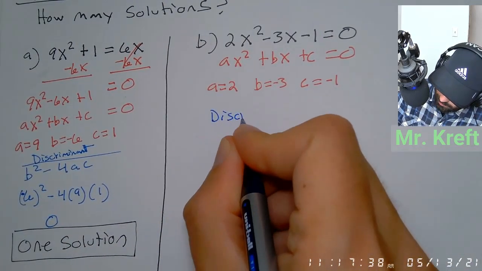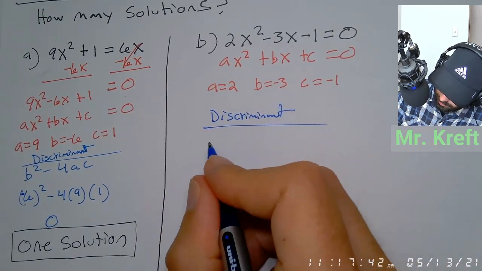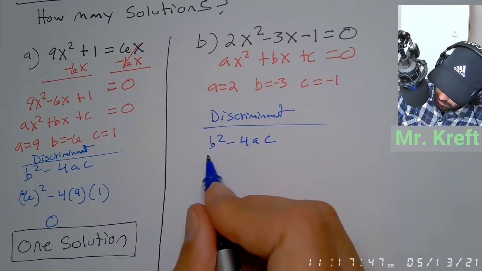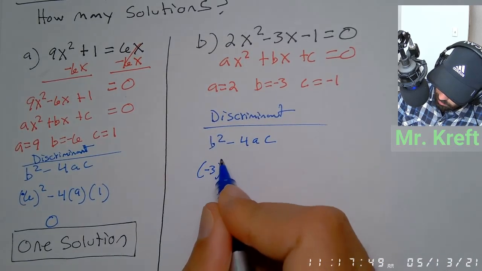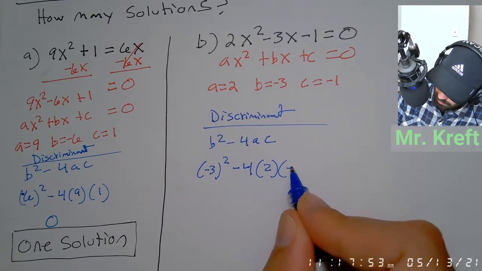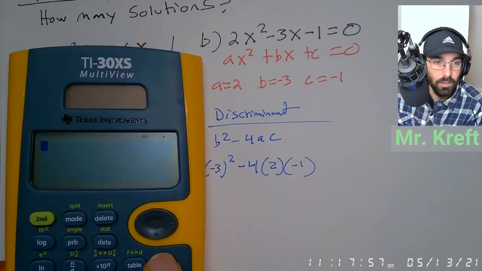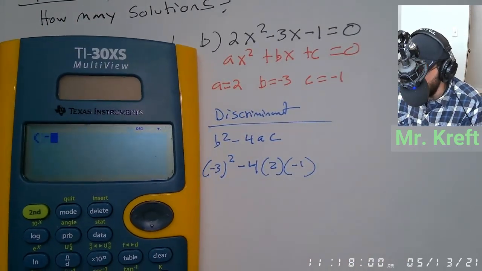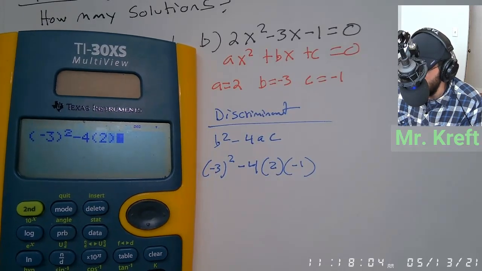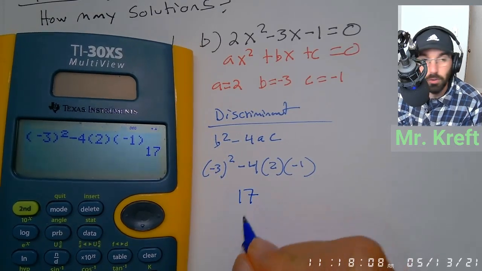My discriminant is b squared minus 4ac. So that's going to be negative 3 squared minus 4 times 2 times negative 1. So let's grab that calculator, go to town. Let's see what we have. Quantity of negative 3 squared minus 4 times the quantity of 2 times the quantity of negative 1. And I get 17.